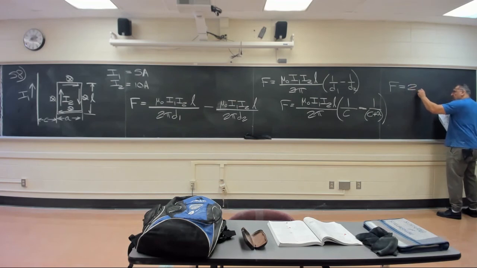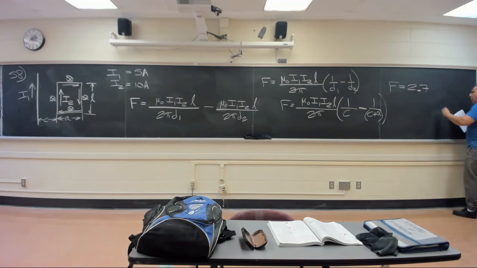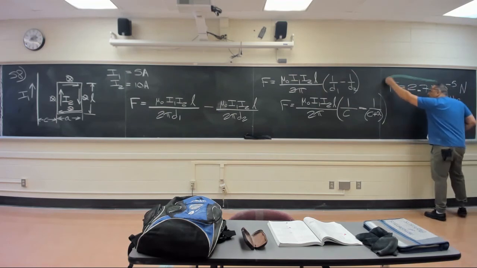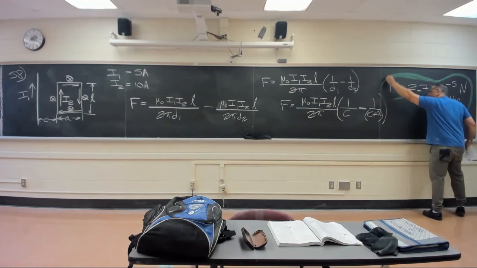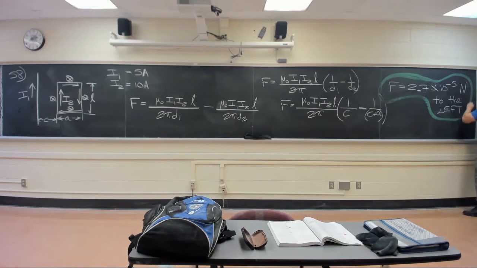F is equal to 2.7 times 10 to the negative 5 newtons to the left. And we talked about that. I mean, we were trying to get some of the formality of it discussed before we actually ground out the numbers, guys. But there it is.